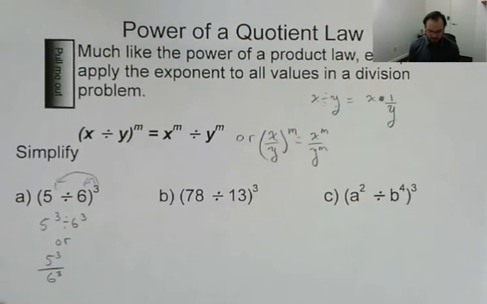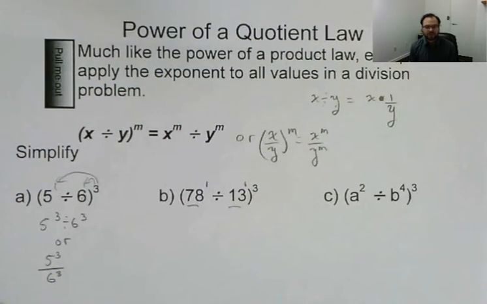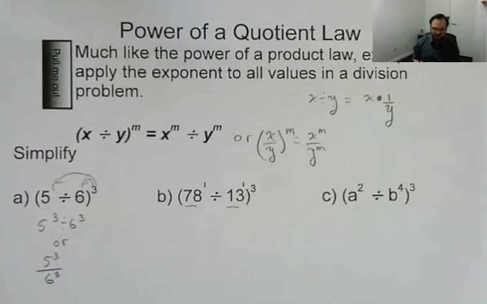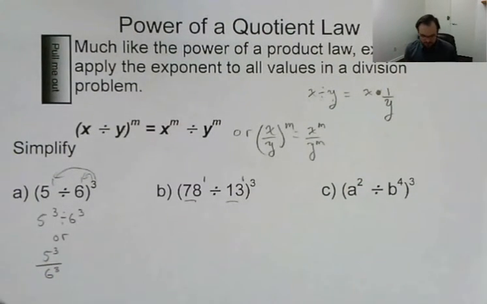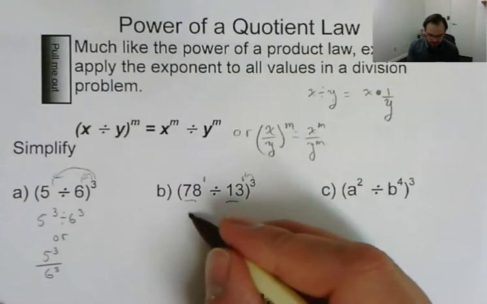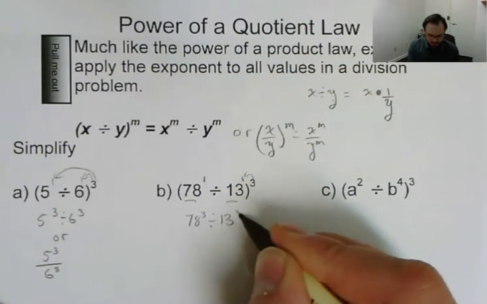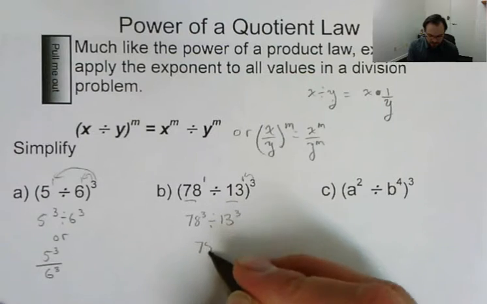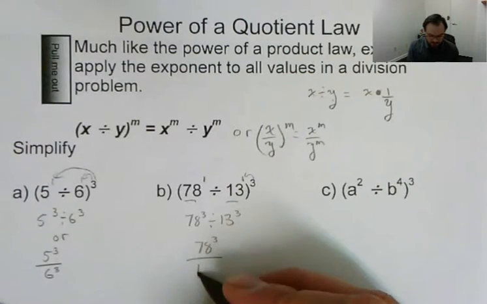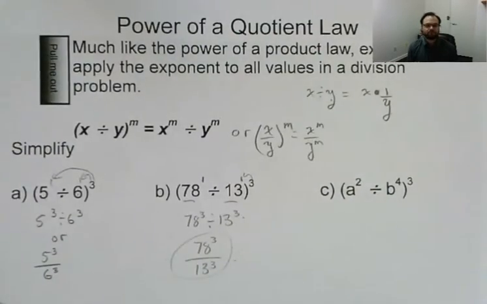Let's take a look at my next one here. Once again, my bases are different. Okay? So if we look at these exponents, we cannot simplify these exponents. And if we divide these, we're going to get a fraction. So let's look at what's happening here. We have to put this 3 into both. So multiply by both. So I'm going to get 78 to the power of 3 divided by 13 to the power of 3. That's the same thing as saying 78 to the power of 3, like this, divided by 13 to the power of 3. So either of these answers would work.